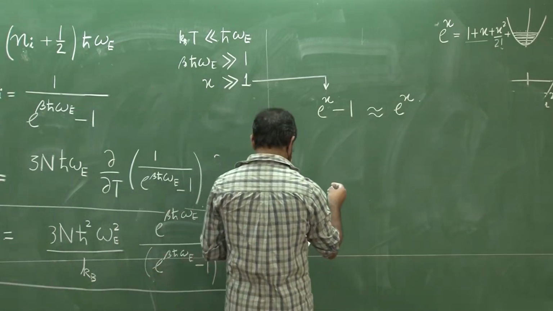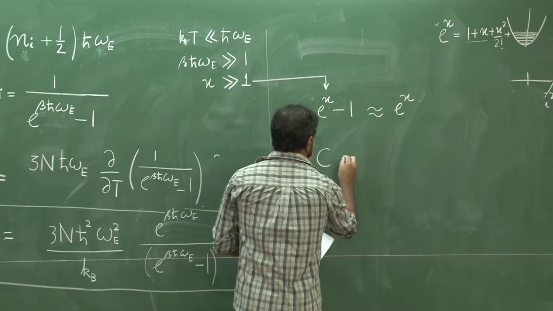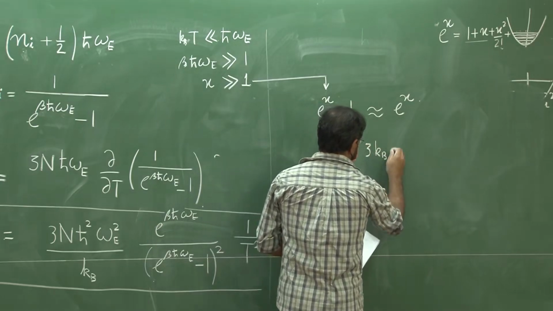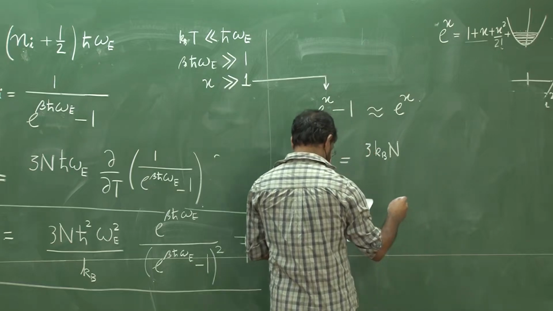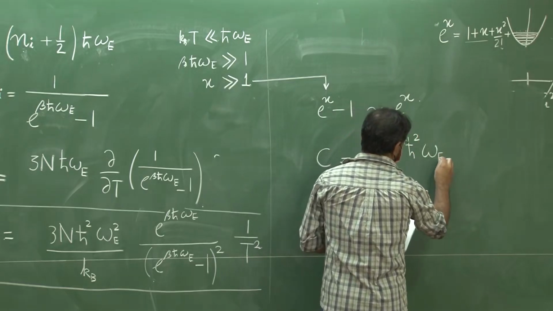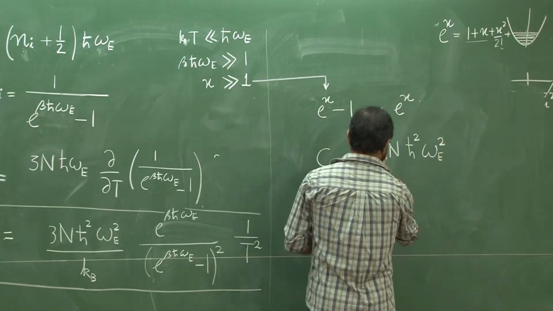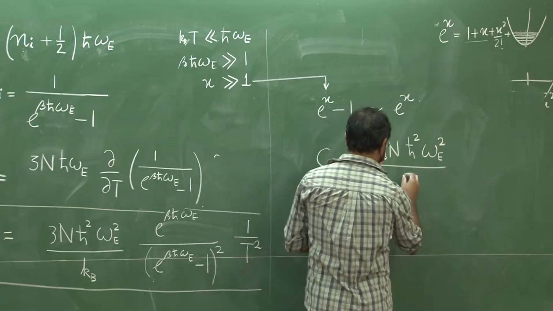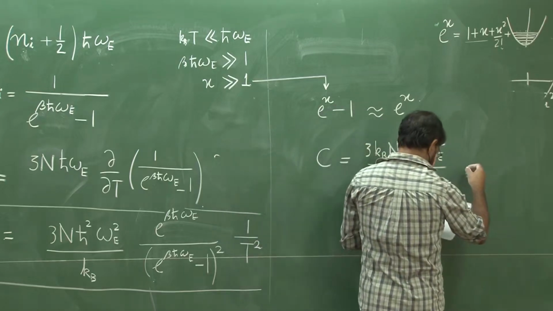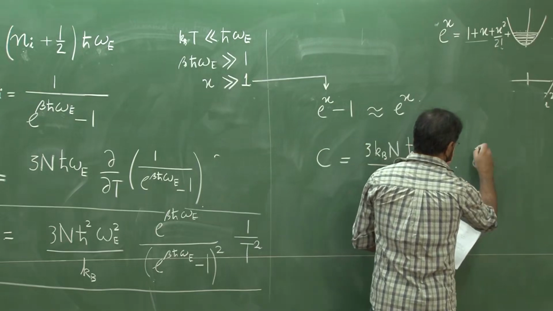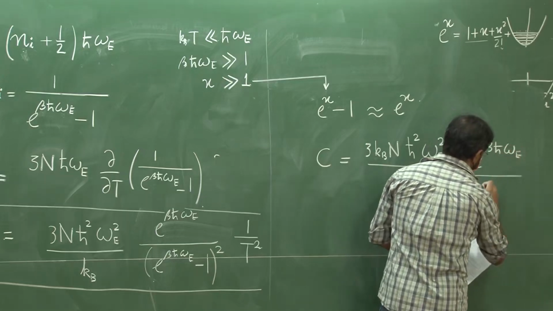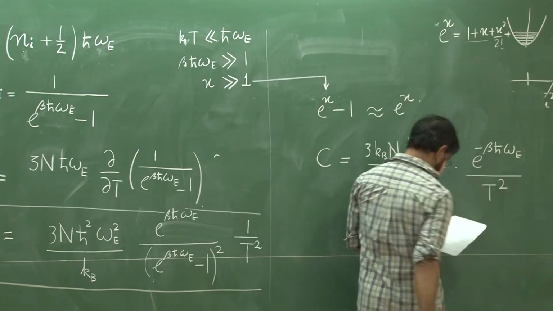And then you can readjust the terms. So basically what you are going to get in this case is something like this: C is equal to 3kBN, and then h bar square omega_E square divided by kB square. So I'm purposely writing it like this, and then you have exponential minus beta h bar omega_E divided by T square.